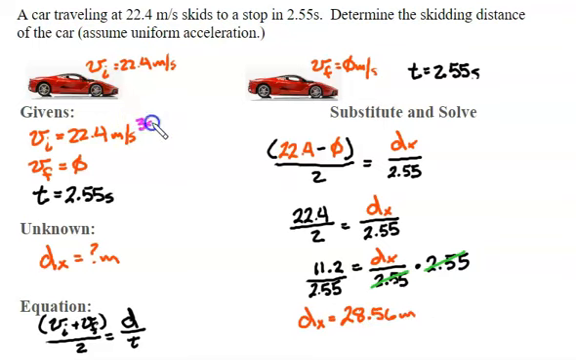But now we go back and we take a look at significant figures. This has 3 sig figs. This doesn't count. This has 3 sig figs. So my answer is going to have 3 sig figs. And when I apply significant figures, I get 28.6 meters.